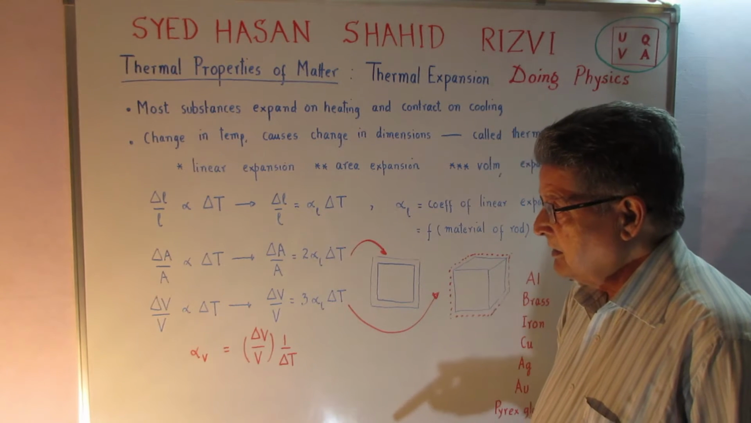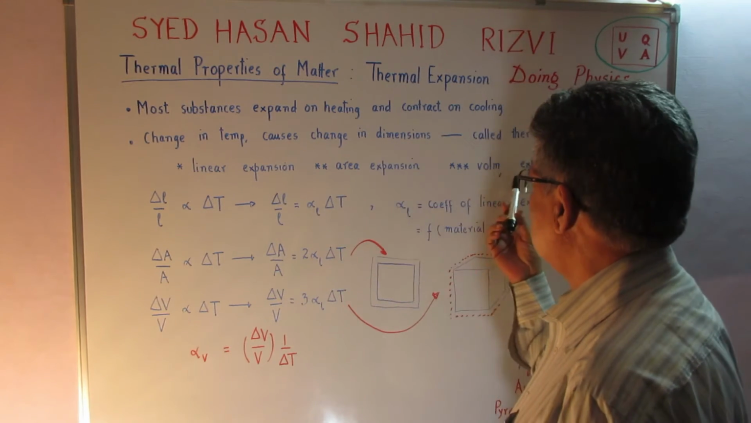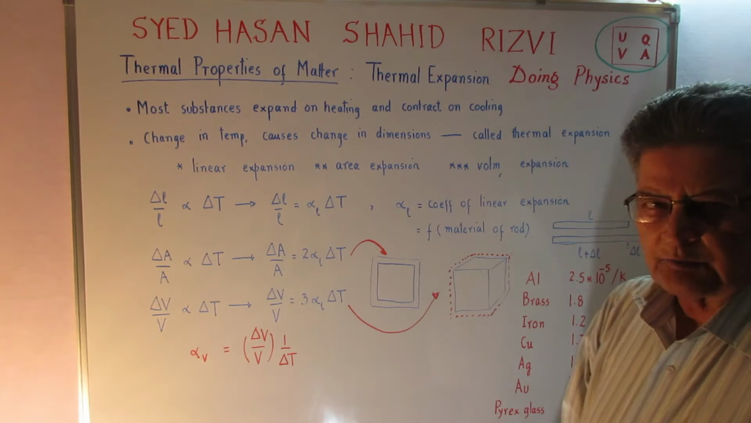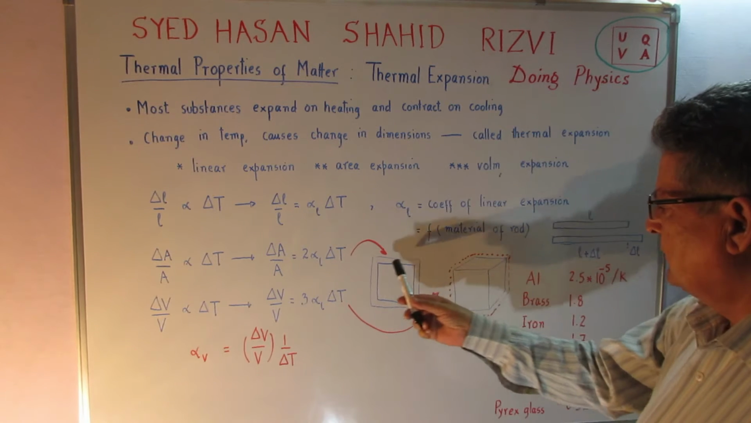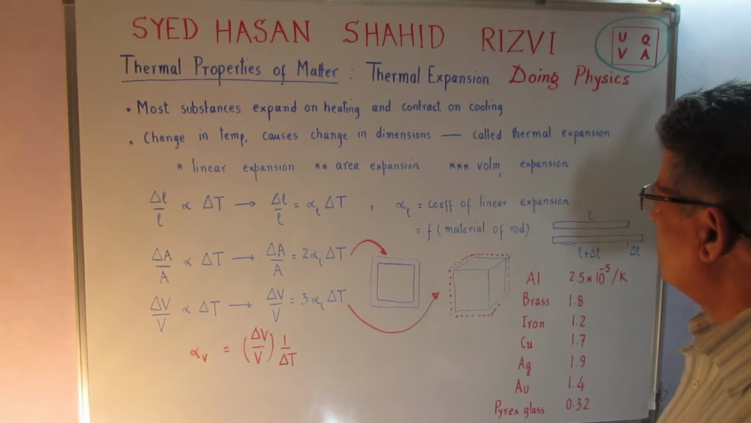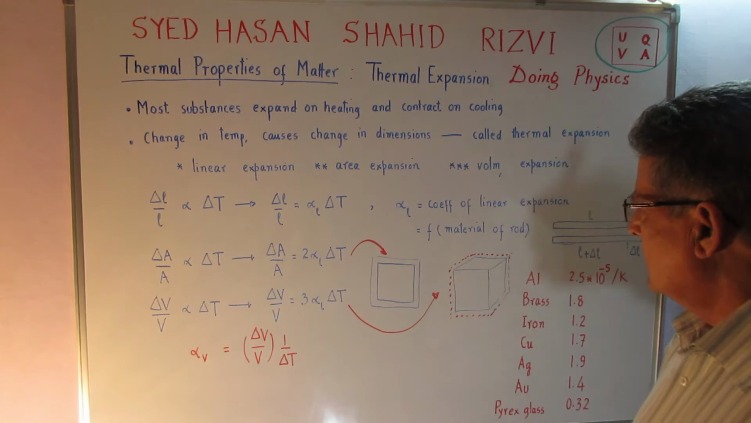We can categorize that in three parts: linear expansion in the case of a rod, area expansion in the case of a plate, and volume expansion in the case of a voluminous body.